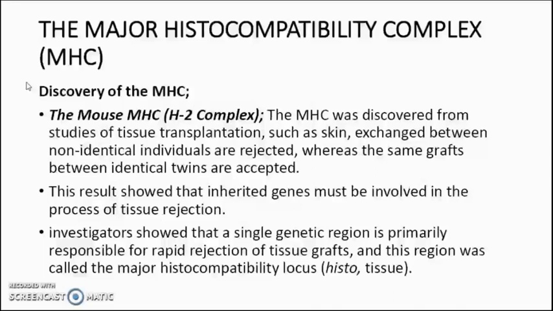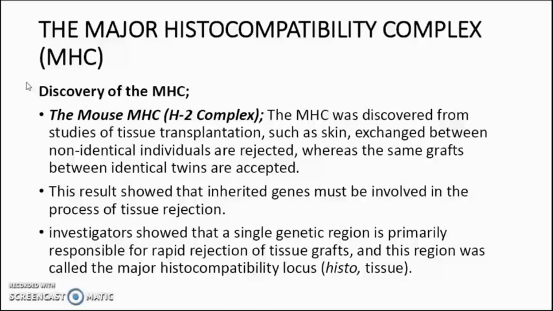The major histocompatibility complex, MHC. Discovery of the MHC. The mouse MHC H2 complex. The MHC was discovered from studies of tissue transplantation. Skin grafts exchanged between non-identical individuals are rejected, whereas the same graft between identical twins is accepted. These results showed that inherited genes must be involved in the process of tissue rejection.